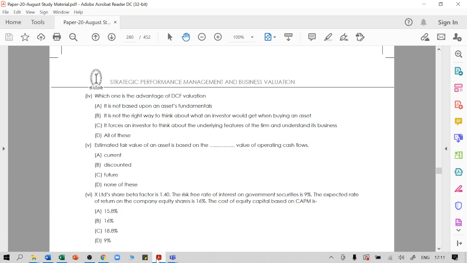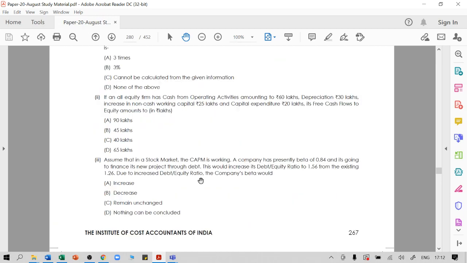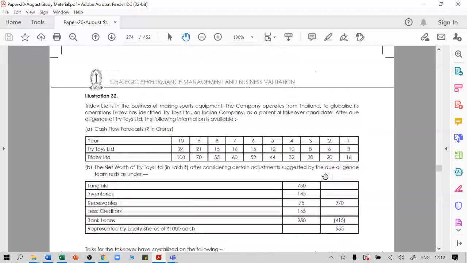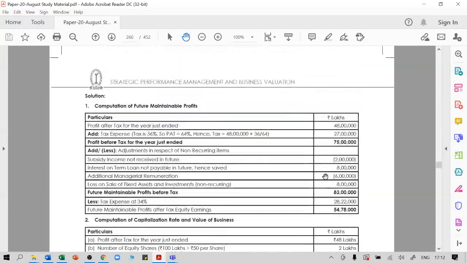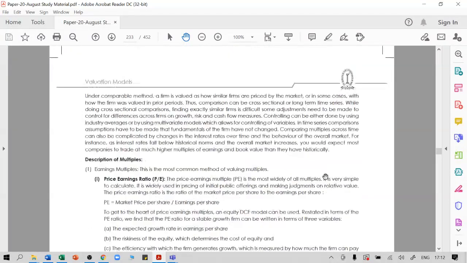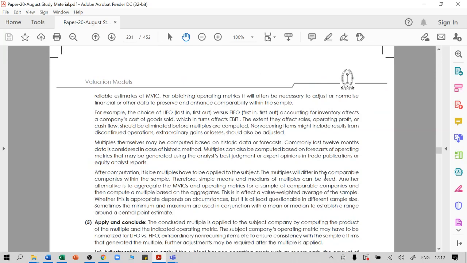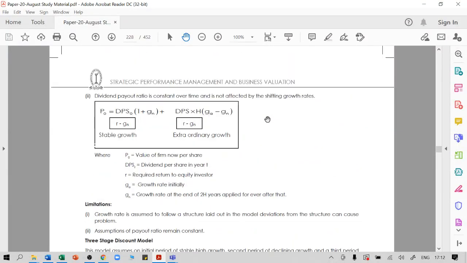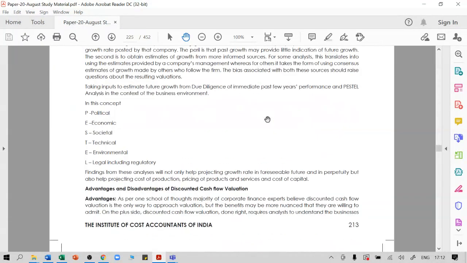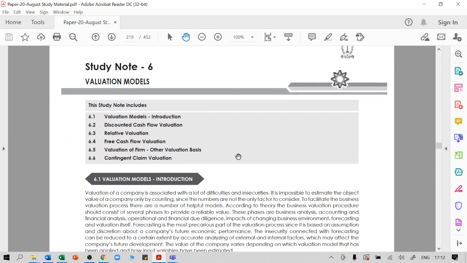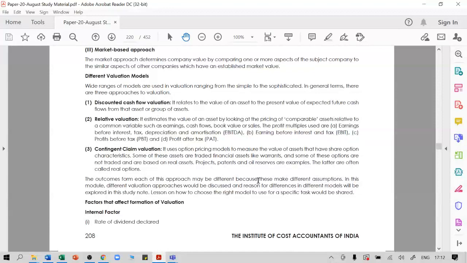Now let's come to your study material, what does it say, and let's try to solve some of the questions from your study material itself. I'll start from the beginning itself. Look at this chapter. Just a minute. I request all of you to please keep the study material open in front of you so that we can have a discussion on this basis. This is your study note number 6, which talks about valuation models. In the last session, we discussed a lot of theories. So here we intend to solve some numericals.